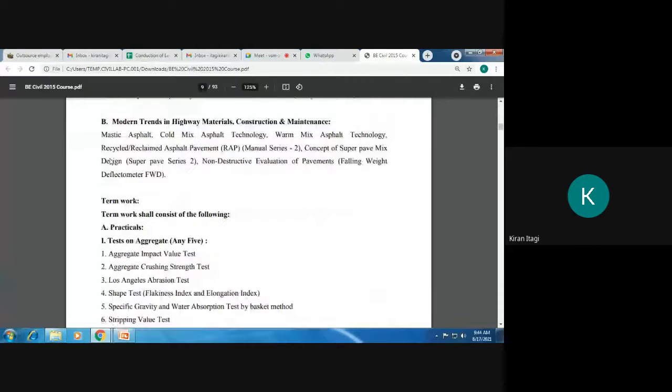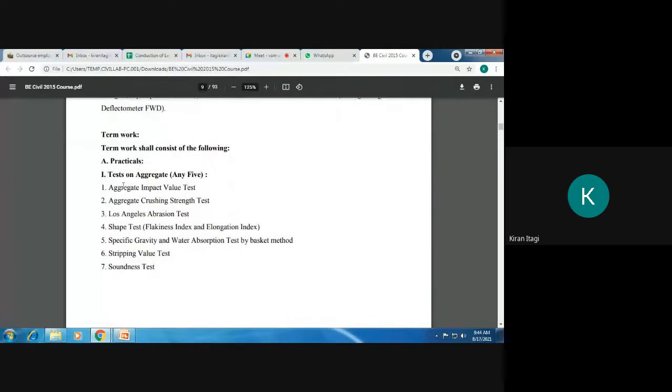And coming to the practical part, that is 50 marks. The university has given 50 marks for the practicals. Here we have a number of tests. I have already prepared the manual. Soon I will post it in the group, so you can copy it and keep it ready. Once the college is open, you can do the tests and enter the values.